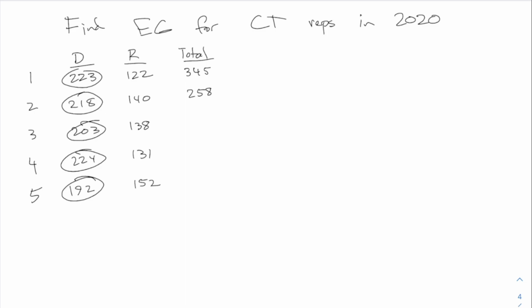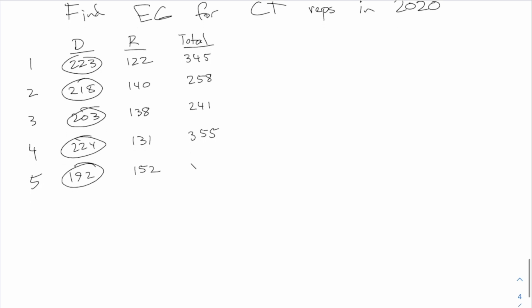I'm pretty good at adding numbers as long as I don't have to carry. I don't like that carrying. 203 plus 138 is 241. I carried. 224 plus 131 is 355. And then 192 plus 152, I don't like the looks of that. 344, I think. I wrote it on my paper. Come on now. 344. All right. So those are the totals.